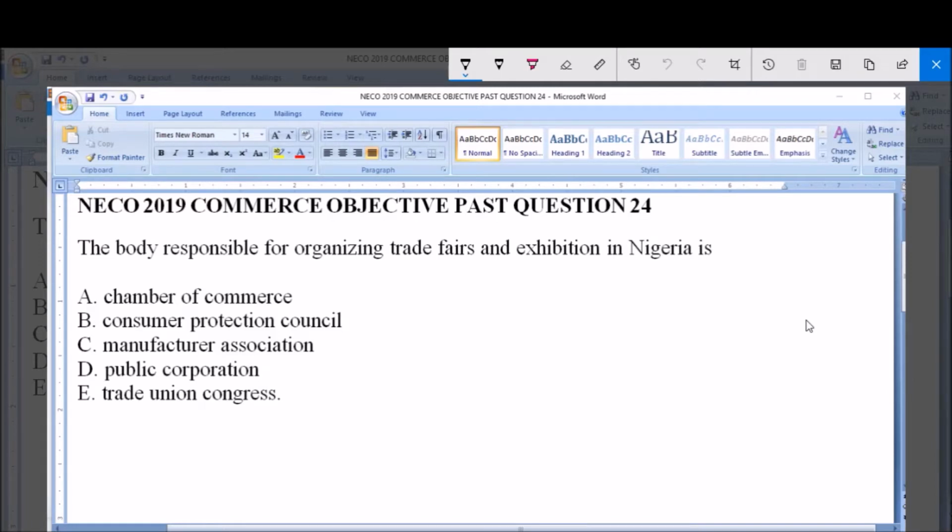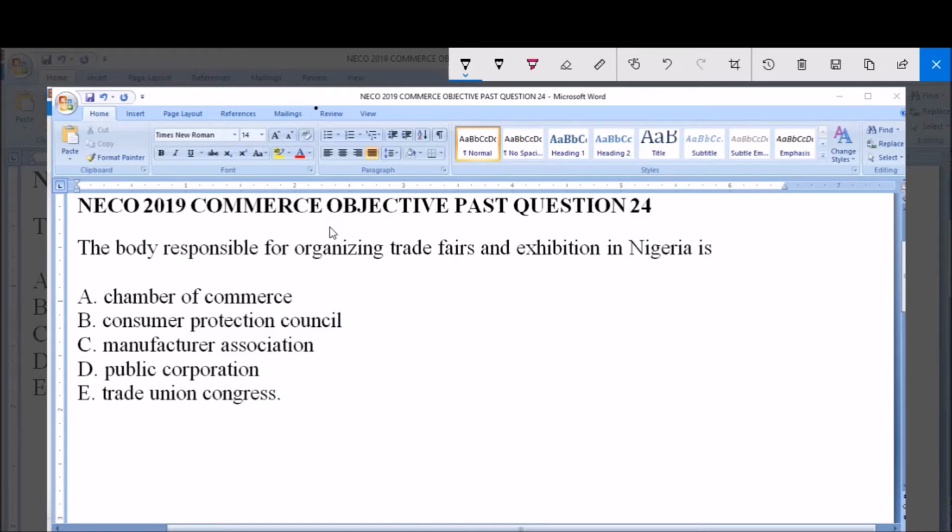The body responsible for organizing trade fairs and exhibitions in Nigeria is A. Chamber of Commerce, B. Consumer Protection Council, C. Manufacturer Association, D. Public Corporation, E. Trade Union Congress. So we're looking at the body responsible for organizing trade fairs and exhibitions in Nigeria.